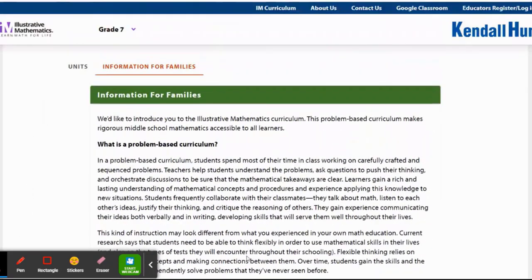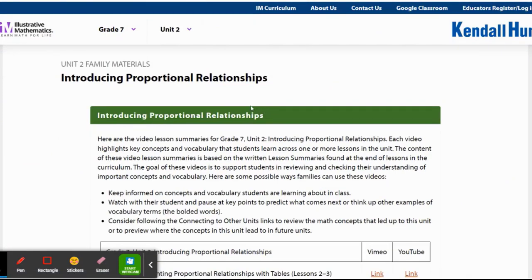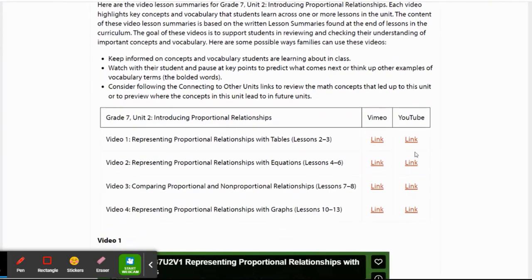After looking at that Information for Families tab, most of the time when you land here, you'll be going to the Units tab. You'll look at the unit your student is currently working on. And in the family materials, you'll start by seeing videos. These videos summarize 2 or 3 lessons at a time. They're excellent for if your student is absent or just needs a refresher on what they've learned during the week. They're also perfect for you or a tutor or someone that's working with your student to keep up on what's happening in class.